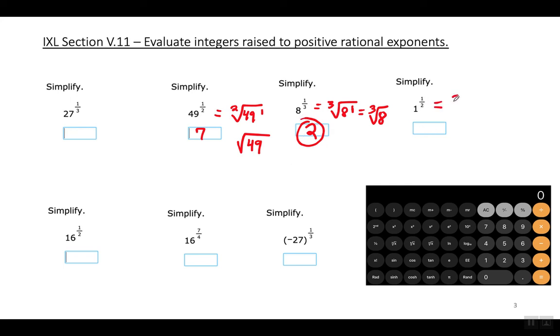When I tilt the fraction, it becomes that. But again, when it's a 1 and a 2, you don't write those. What's the square root of 1? 1, because 1 to the 2nd power equals 1. Those are all easy.